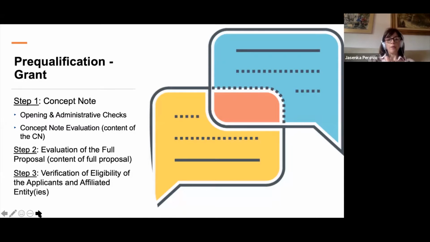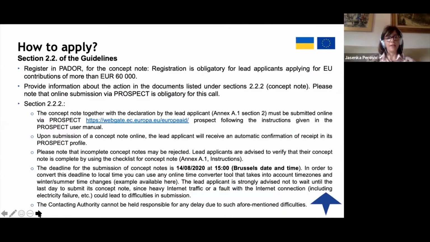This one is quite important because it really is the ticket for the next step for you, and this is why you should pay a lot of attention to how you write and present your future proposal, or how, as Diana said, you pitch your project idea. If you pass the concept note, you will go to the evaluation of the full proposal, and then the third step is a verification of eligibility of the applicants and affiliated entities.